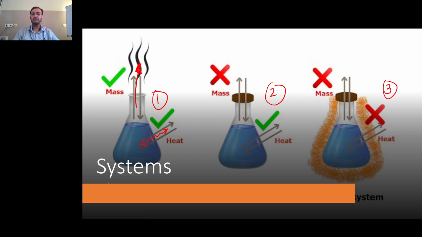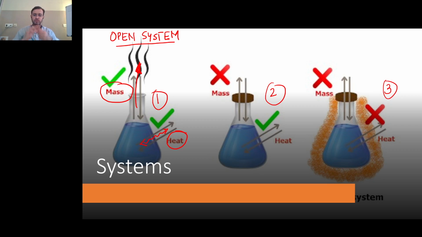Okay, all right. So now in this case, what is happening? There is mass flow across the boundary, as well as heat flow across the boundary, or energy flow across the boundary. So in case 1, we have something called an open system. As you can see, there is mass flow across the boundary, as well as energy or heat flow across the boundary.